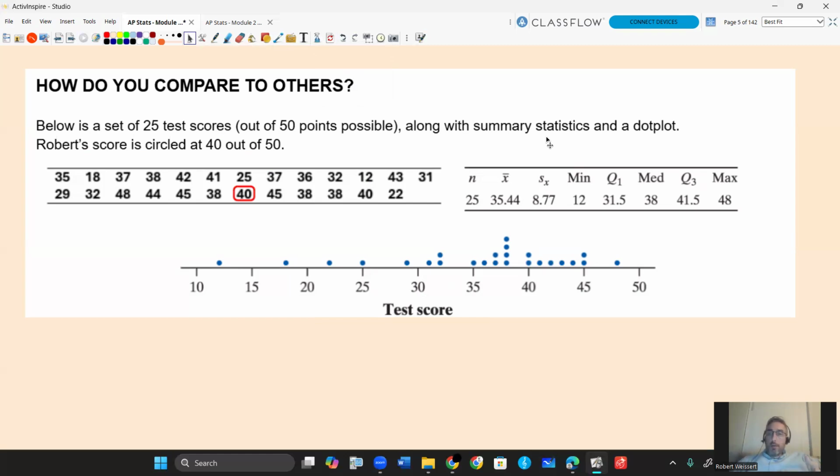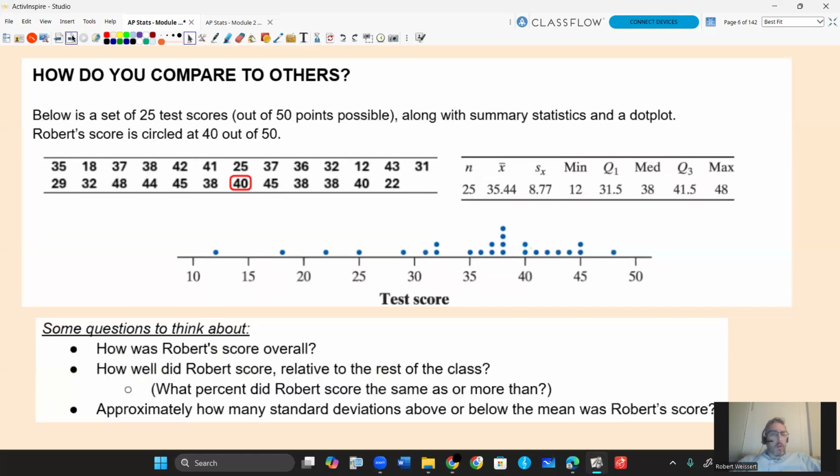with that mean of 35.44, clearly Robert is a little bit above the mean, but how much above the mean? We look at our standard deviation at 8.77, and we can answer a few questions related to all that information here. So the first thing we want to do is think about how his score compared to the rest of the class and how many standard deviations above or below the mean he was.